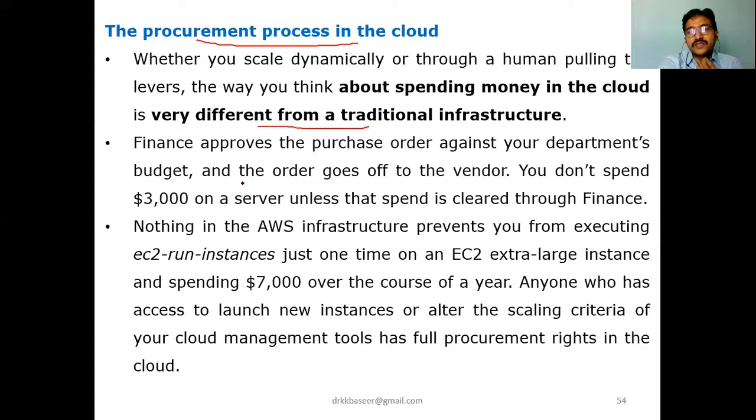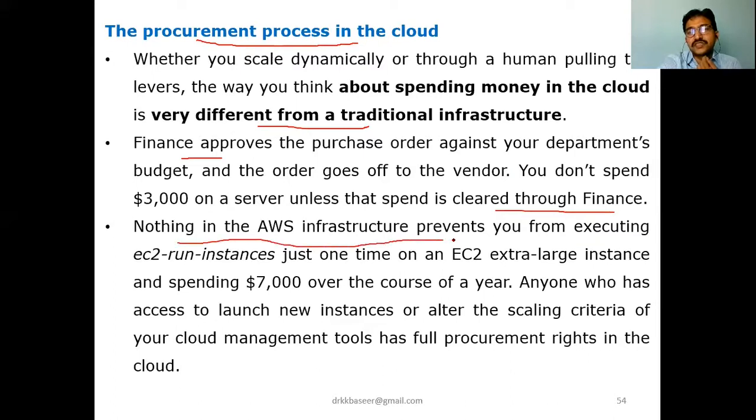So if you read these two points, there is financial approval for the purchase order against your department budget, and the order goes off to the vendor. Now how can this procurement process be done normally? When you want to purchase a server, first we raise the quotation. Based on the quotations from the different companies, the best one is chosen, and the department's finance has to approve it. After that, we purchase the server, in the cloud or elsewhere. So you don't spend $3,000 on a server unless that spend is cleared through the financial department, from which you have to take permission.